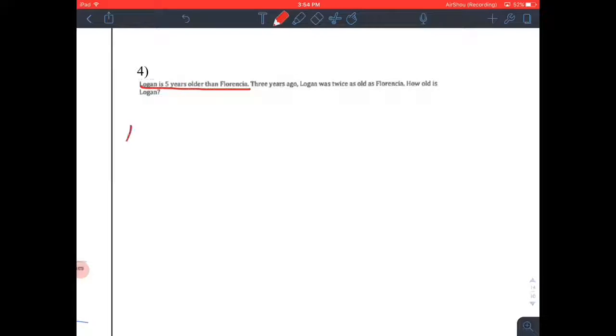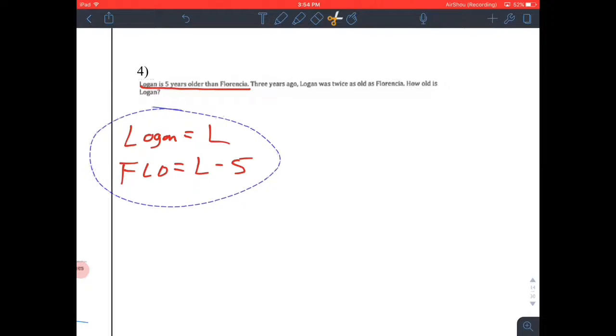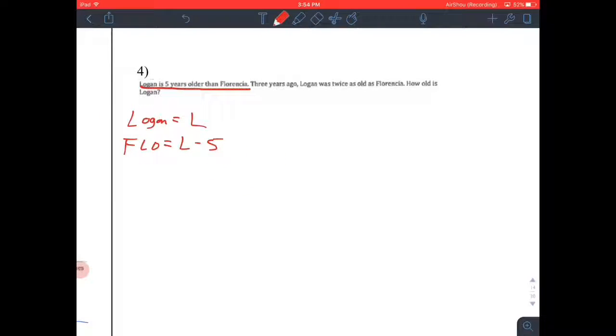So let's say that Logan is L. If he's 5 years older than Florencia, we'll call her Flo, that means that she has to be 5 years younger. So if he's 20, she's 15. He's 5 years older. Make sense? Wonderful. So we got our variables, L and L minus 5.